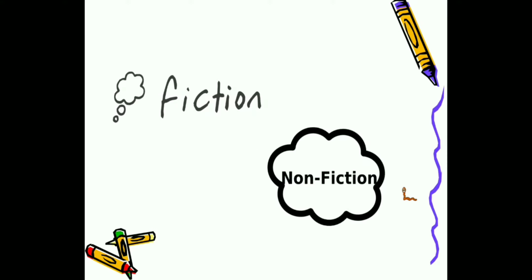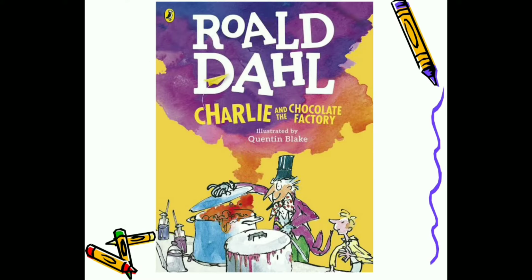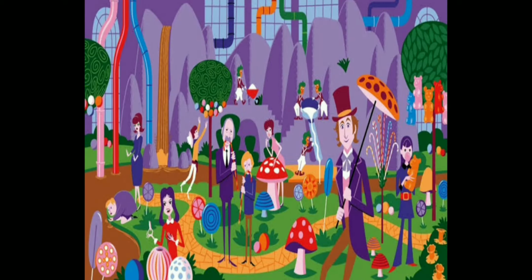Next, what is fiction and non-fiction? Fiction means stories created from the author's imagination, whereas non-fiction means stories that are based on facts. For example, we have the book Charlie and the Chocolate Factory, which is about a small group of contest winners who get to tour the magical and mysterious chocolate factory. So here we see that this book is something that is imaginary, created by the imagination of the author. Therefore, we refer to this as fiction.